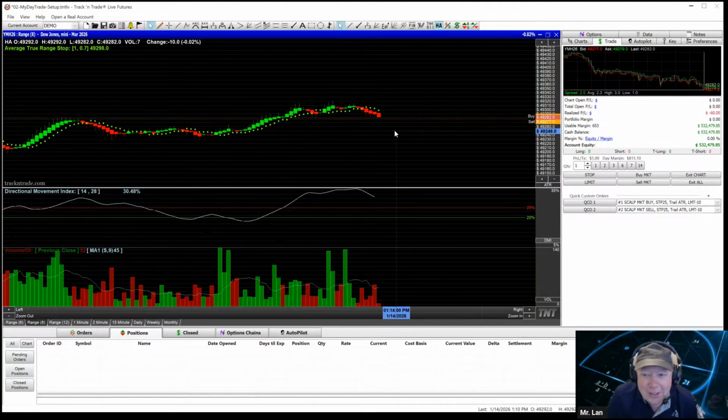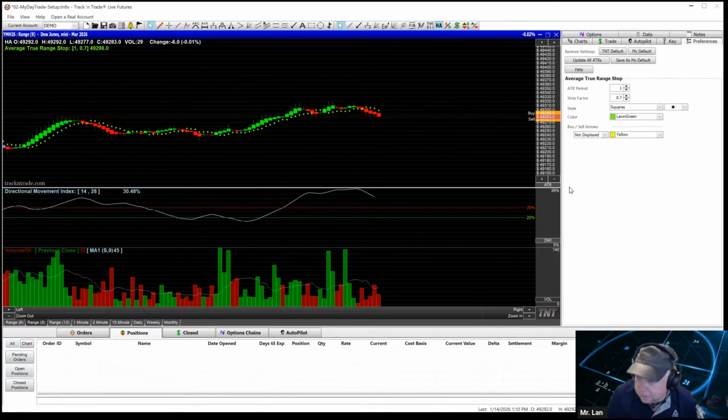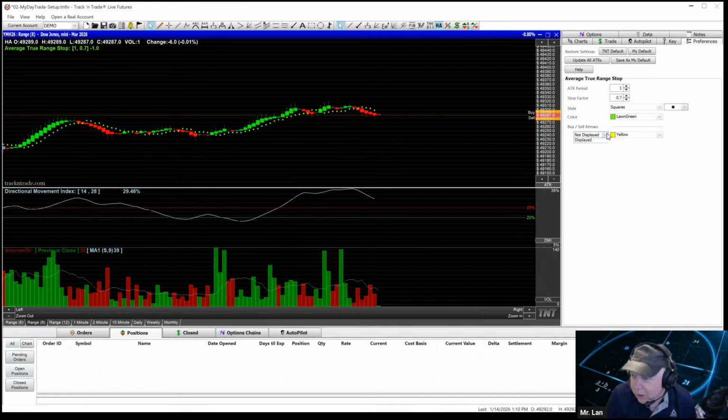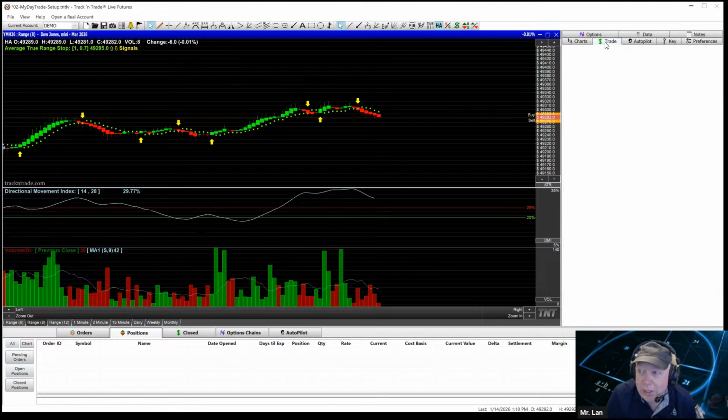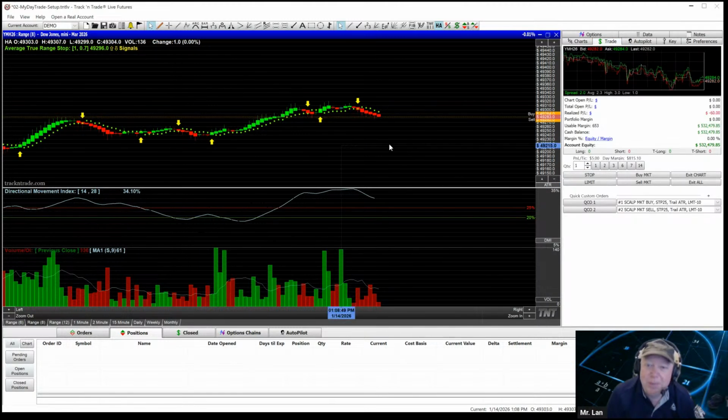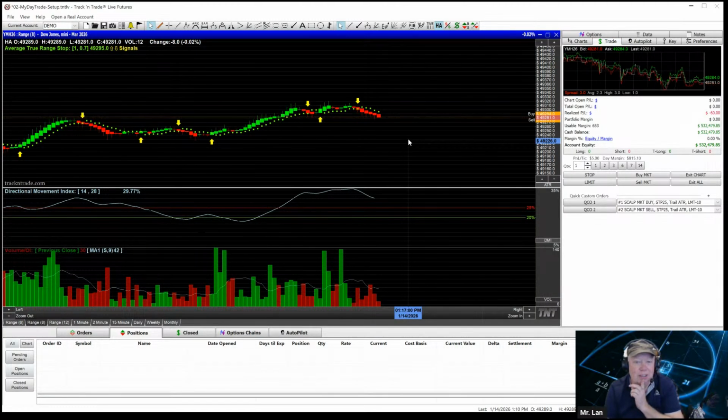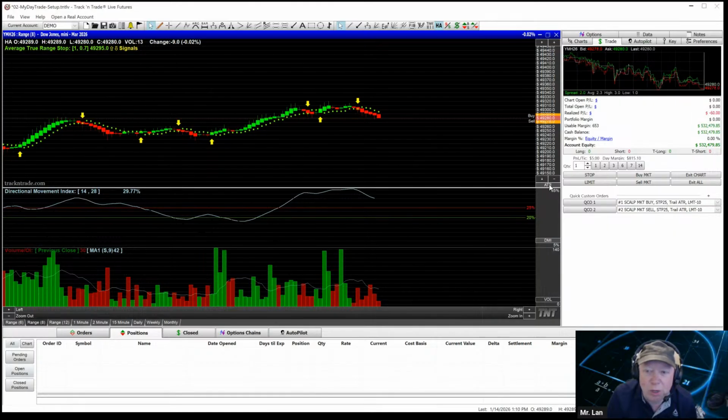Kirk says, Lan, just trade the arrows. We can turn the arrows on. We come in here and say display the arrows. And there's your arrows. So we could just trade the arrows. But I want you to be a little bit more strategic than the arrows. Sometimes the arrows are like a crutch instead of a tool. They're more like a crutch than a tool.